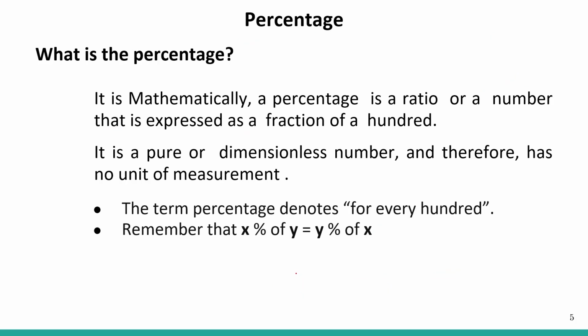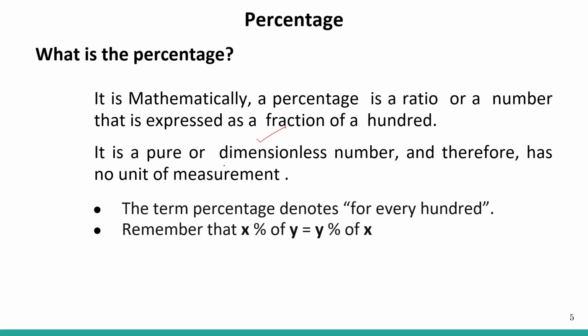So what is a percentage? Mathematically, a percentage is a ratio or a number that is expressed as a fraction of 100. As we have already discussed, you consider the whole, and you express the amount you are counting or measuring as a fraction of 100. You put the whole as 100, and you have owned or are observing some part of it. You want to know, if the whole is 100, how much will be the part you have owned or observed. So it is a pure or dimensionless number.